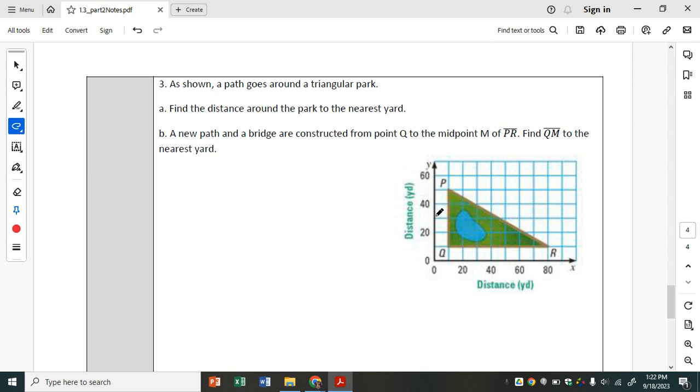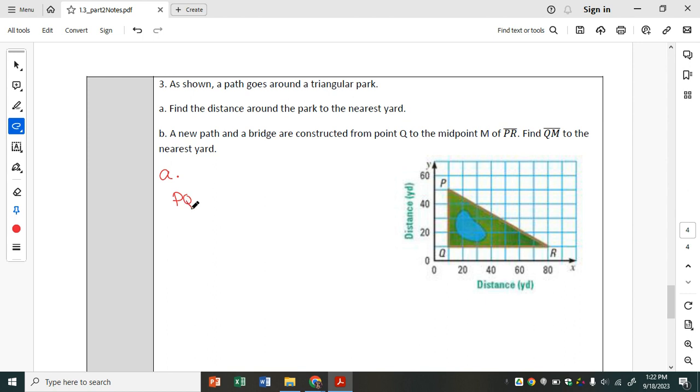On the back of your packet, on example 3, it says, as shown, a path goes around a triangular park here, and it says find the distance around the park to the nearest yard. So if I wanted to find the distance around this park, I need the length of PQ, the length of QR, and the length of PR, which I can find PQ pretty easily, and I can find QR pretty easily because we have a vertical and a horizontal line.